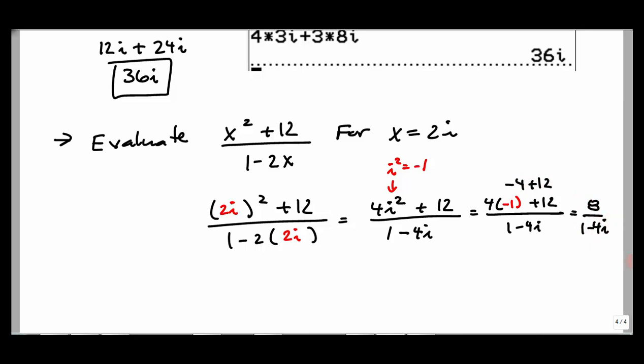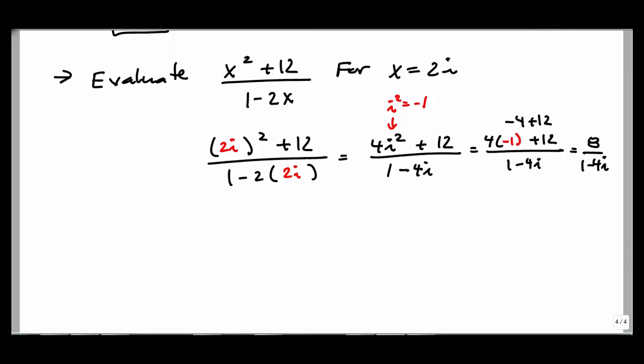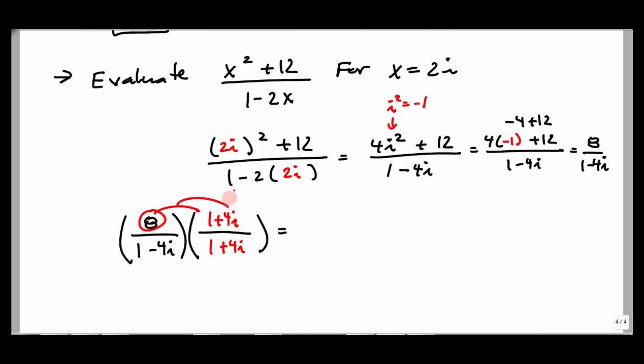And of course we can't leave our answer like this because I don't want an i in the denominator. I need to take that 8 over 1 minus 4i, and I need to multiply this by the conjugate of the denominator. Now the conjugate of 1 minus 4i is 1 plus 4i. 1 plus 4i. And then you're going to run through the problem the same as you did before. The 8 distributes, and then in the bottom I'll FOIL. 8 times 1 is 8. 8 times 4 is 32i.